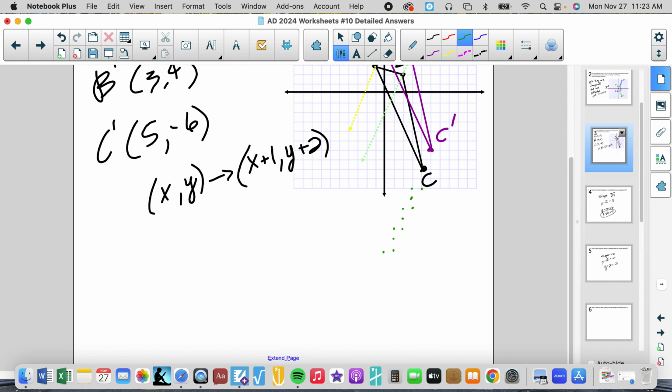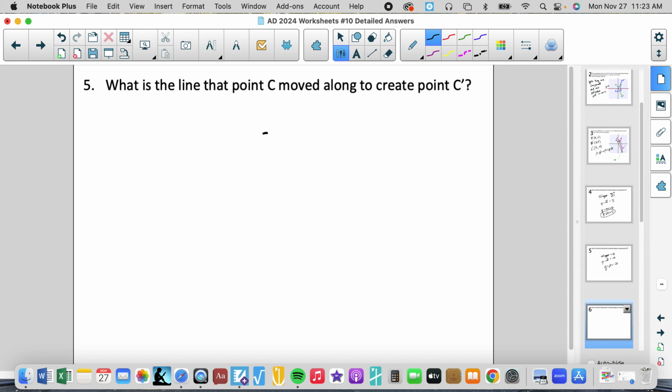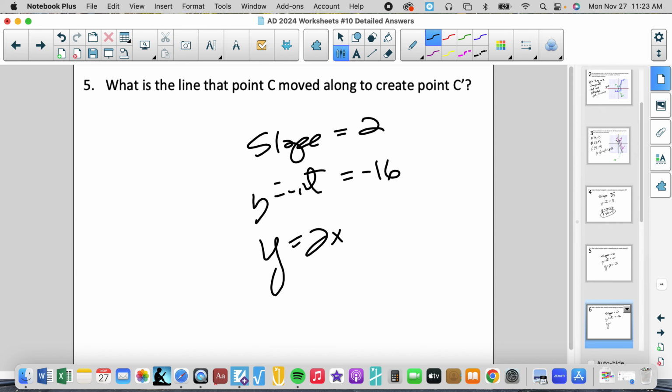So how many did we go down? This is negative 10, 11, 12, 13, 14, 15, 16. I'm going to say that that's negative 16. So I'm going to say the slope is still 2 and the y-intercept is negative 16. That's going to be the easiest way. So I'd say y equals 2x minus 16.